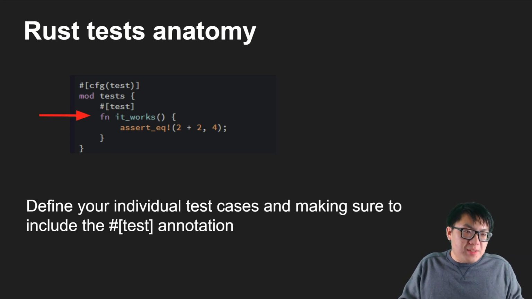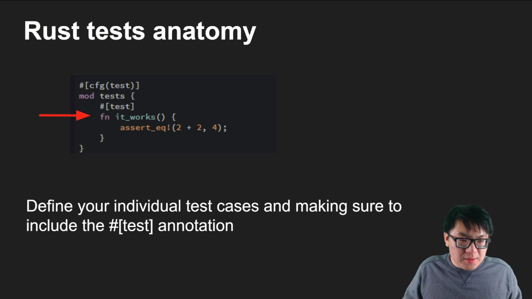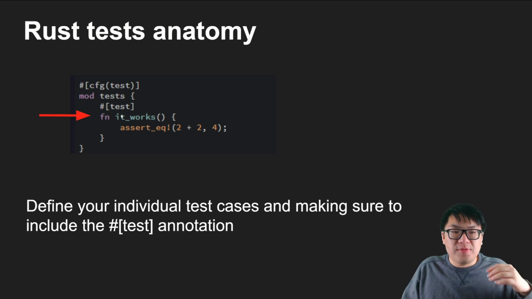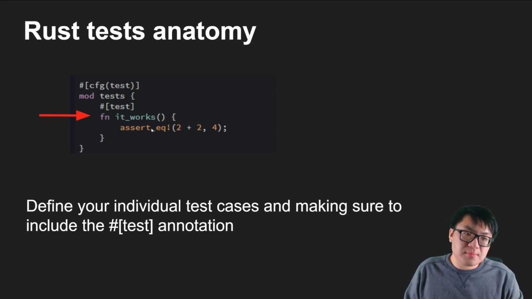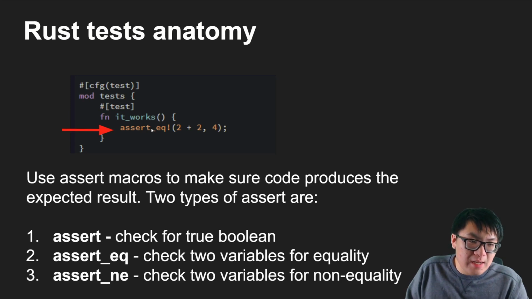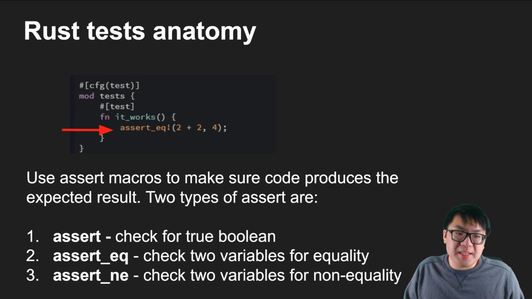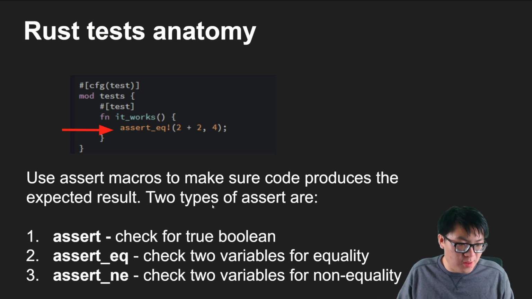And then inside the module that we create, we want to define the individual test cases. We can use the hashtag test annotation to mark the function we write to be a test. And we can have multiple tests in a module, just to be clear. And finally, we just implement our tests. In this case, we have multiple assert macros that we can use. I know I put down two, but there's actually three.